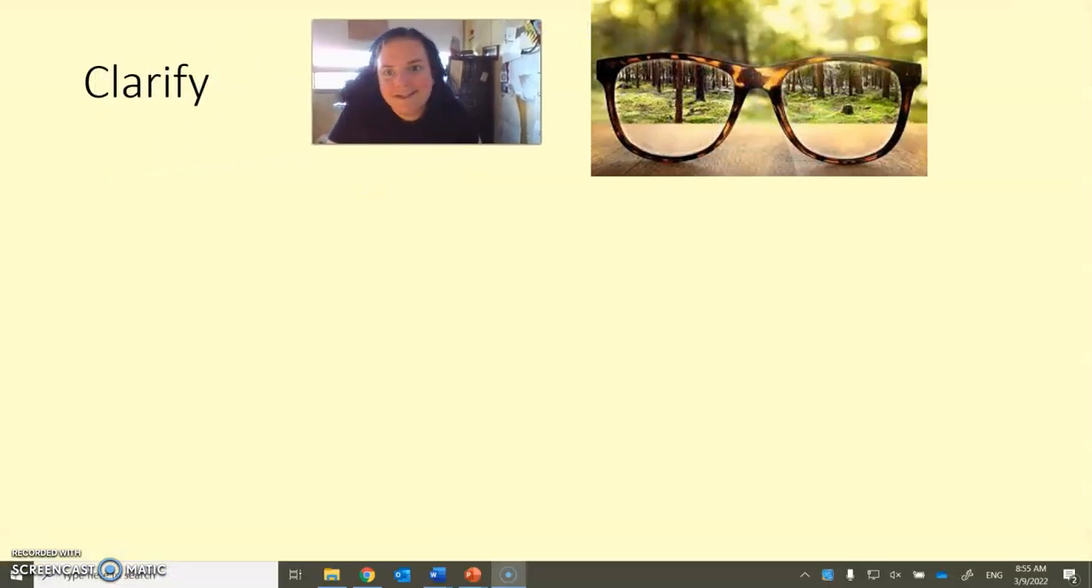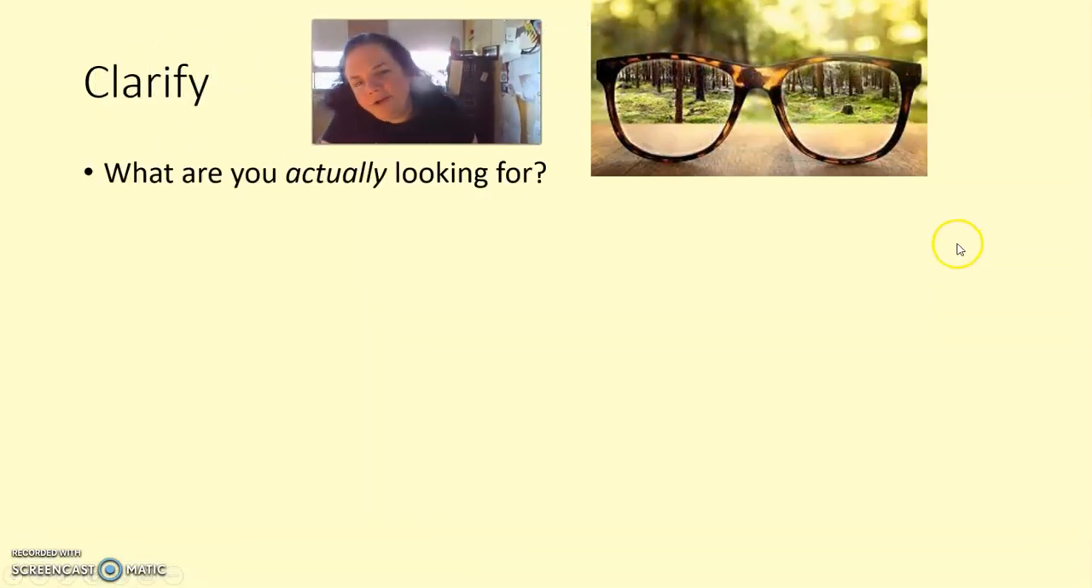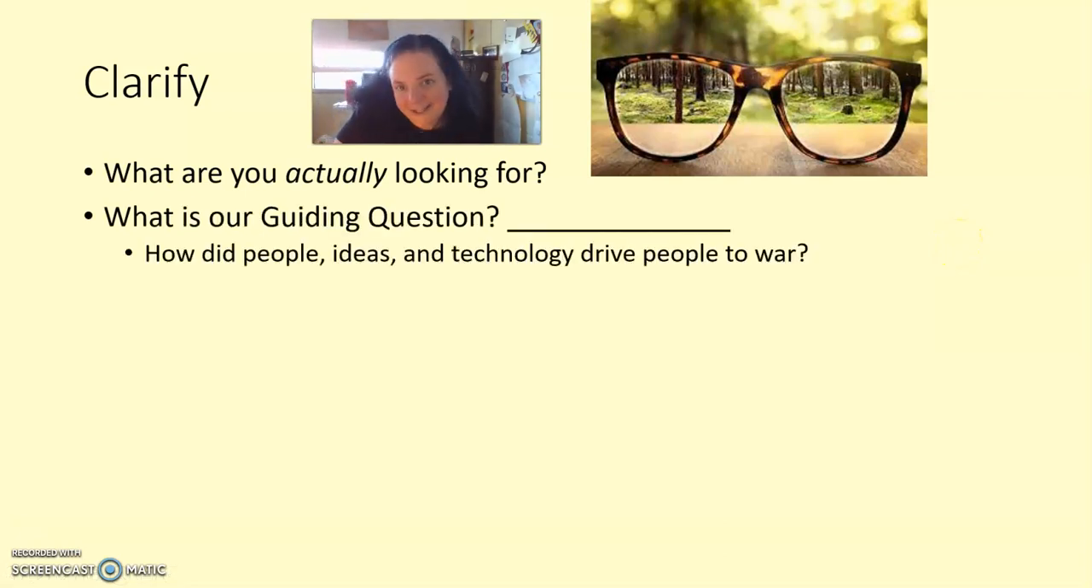Clarify means to make clear, right? When you're doing internet research, you're going to start with what are you actually trying to find. We have a guided question: how did people, ideas, and technology drive people to war? You also have your prompt, right? What are the main causes?